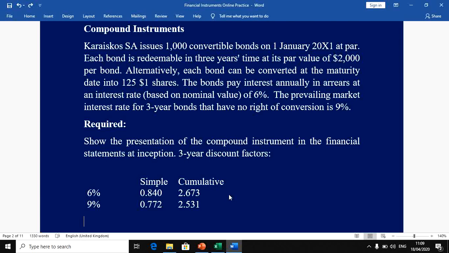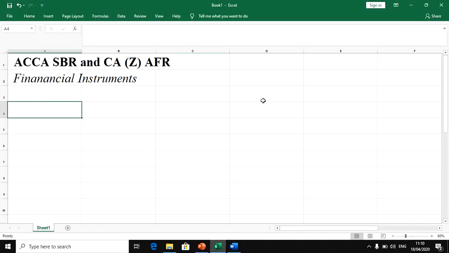Now, what you need to know is that when we are doing the discounting, we are going to use these amounts, all right? The 6% will only be used to establish the coupon rate, the amount of interest that will be payable to the holders of this financial instrument over the 3-year period. Let us now get on to the work. All right, so what are we required to do?